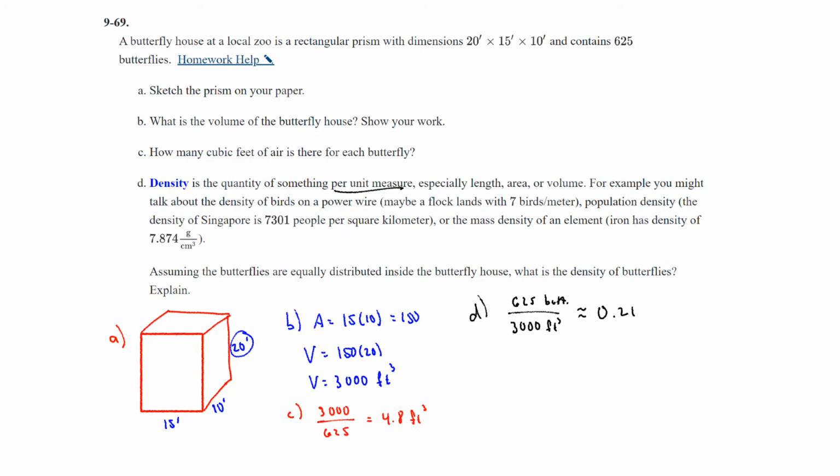And then how do we measure that? That'll be butterflies per cubic foot. So that's how many butterflies there would be on average per cubic foot.